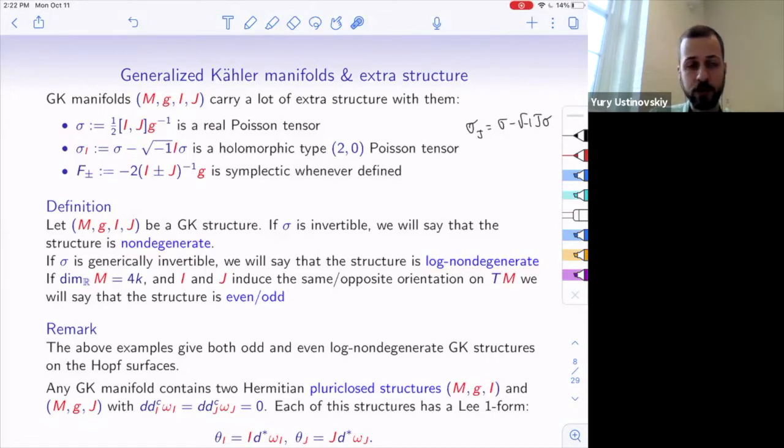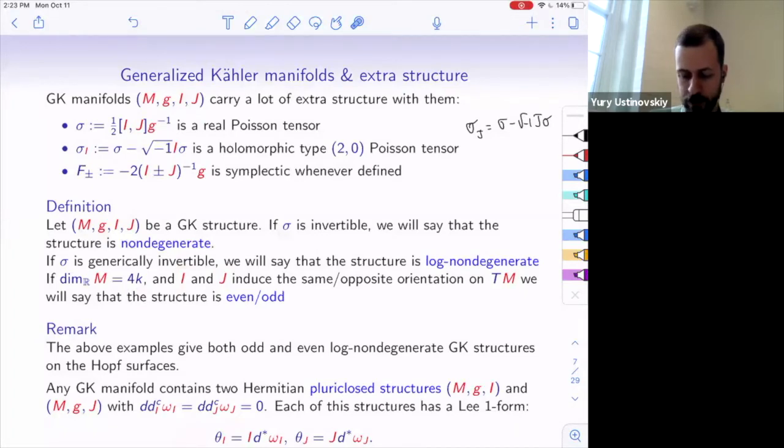The final notions which we will need are the notions of odd or even generalized Kähler structures, which make sense if the dimension of your manifold is divisible by 4. We'll be seeing only the case when the dimension of your manifold is exactly 4. So the generalized Kähler structure is even or odd, depending on whether I and J induce the same orientation on your tangent bundle or they induce opposite orientations on your tangent bundle.